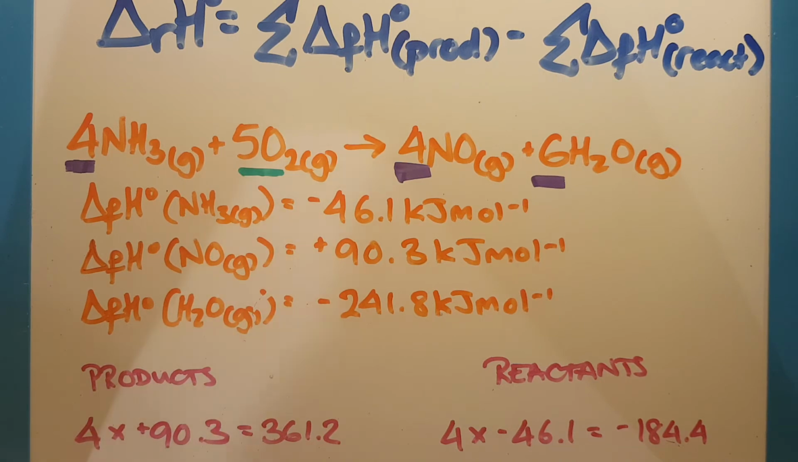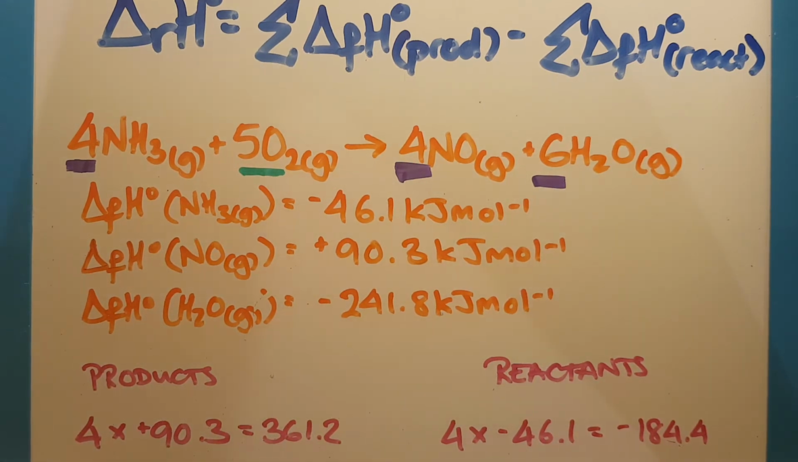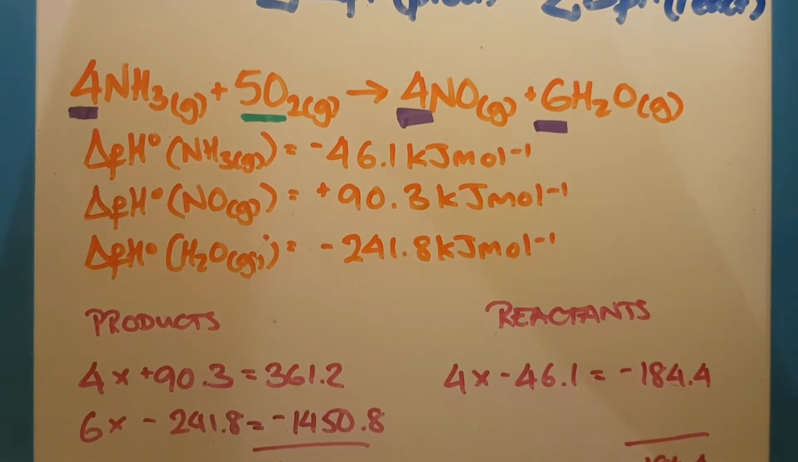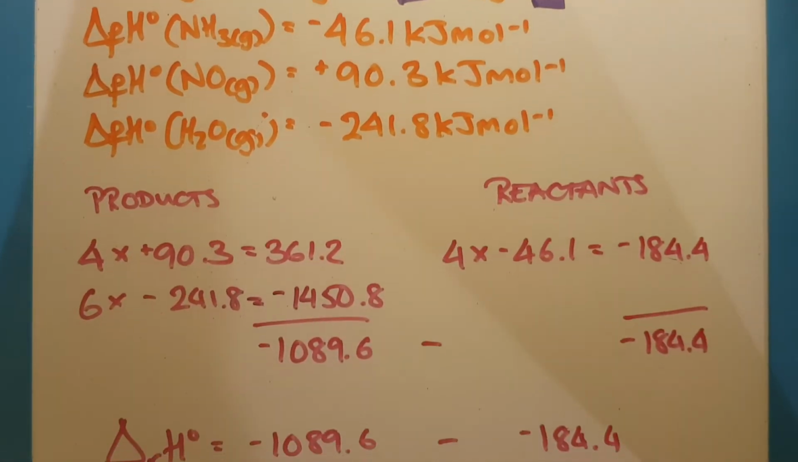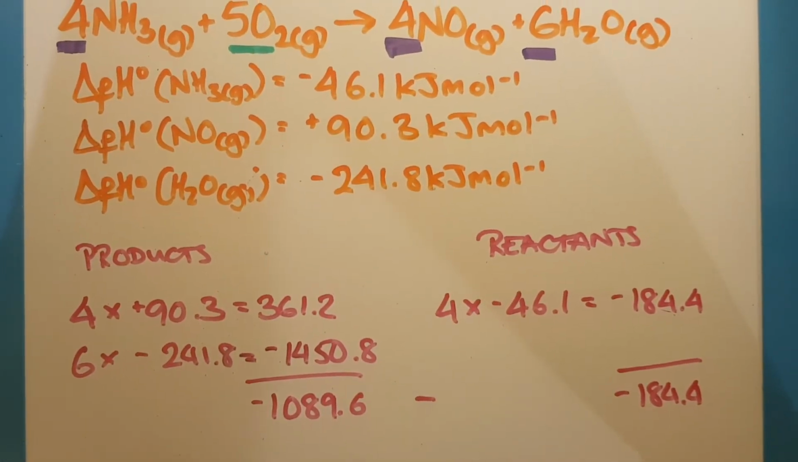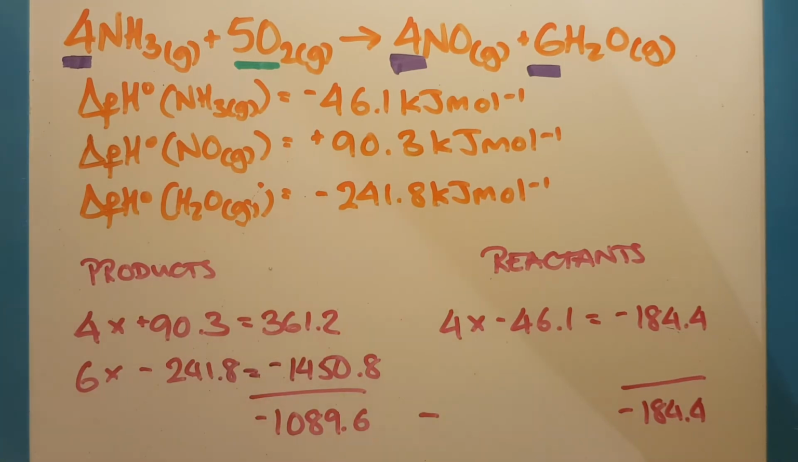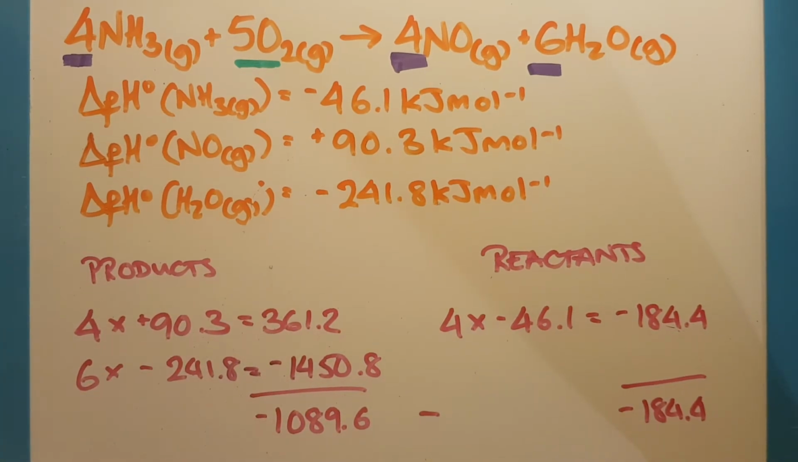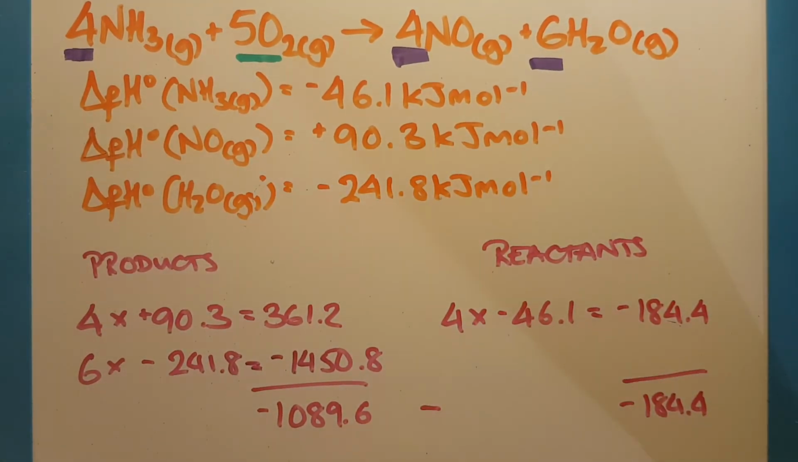So the enthalpy of this reaction as it's written is going to be the sum of the enthalpy of formation of the products minus the sum of the enthalpy of formation of the reactants. So hope I can fit all of that in the screen at once. So I've got that there are 4 NO being made, so I'm going to have 4 times 90.3 kilojoules per mole.